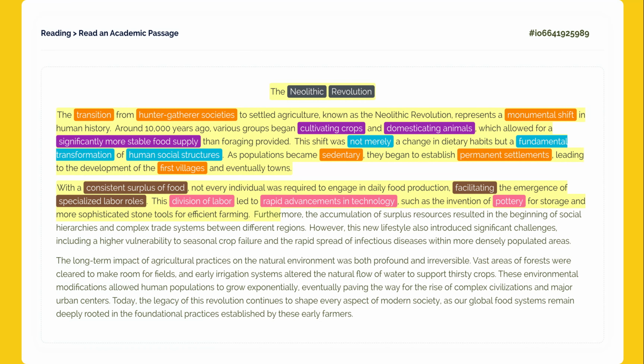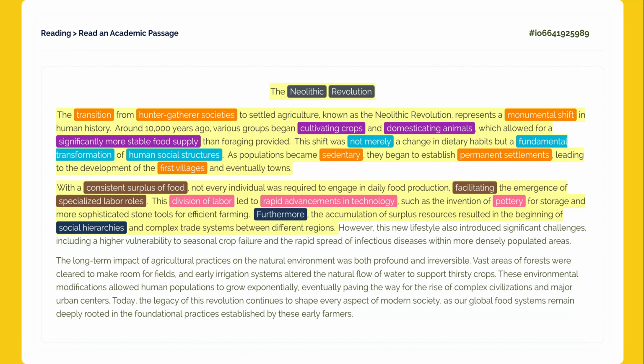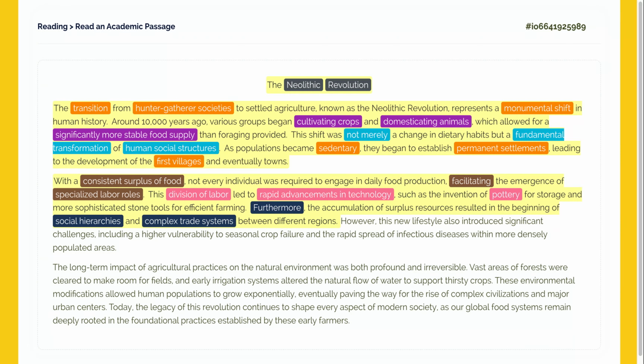Furthermore, the accumulation of surplus resources resulted in the beginning of social hierarchies and complex trade systems between different regions. The transition word, furthermore, tells us more consequences are coming. Having extra resources led to social hierarchies, which means some people had more power or status than others. It also created complex trade systems, showing that these settlements were starting to interact with each other over long distances.